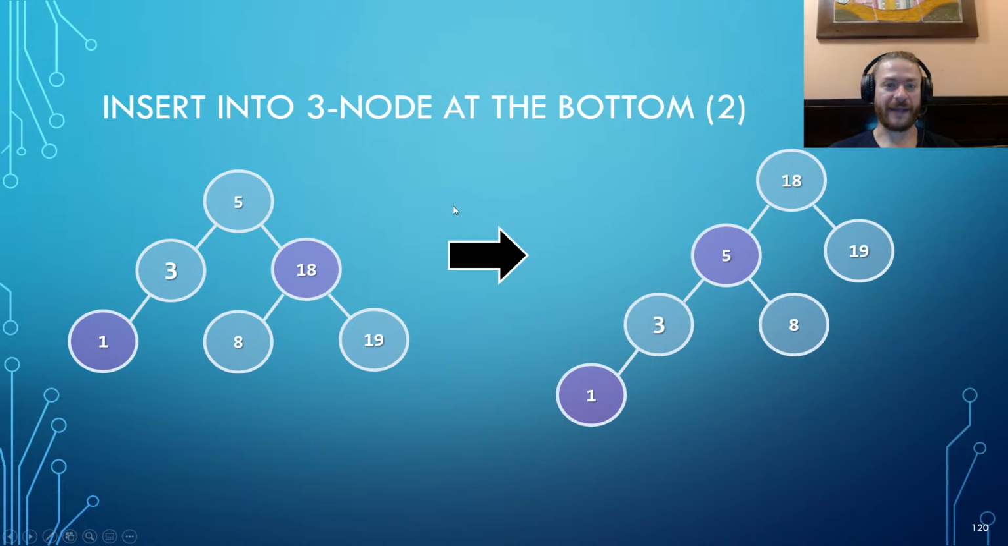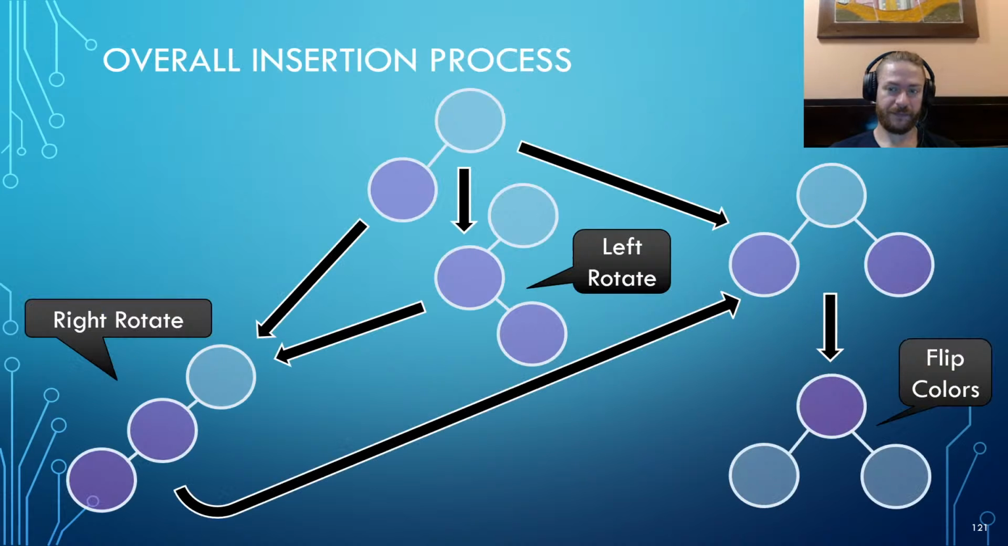If we want to add something, let me check it. Again, we need to rebalance the tree. This is the overall insertion process. We have the following situation. From here, if we hit the following, we need to do a right rotation. If we hit the following, we need to do a left rotation.